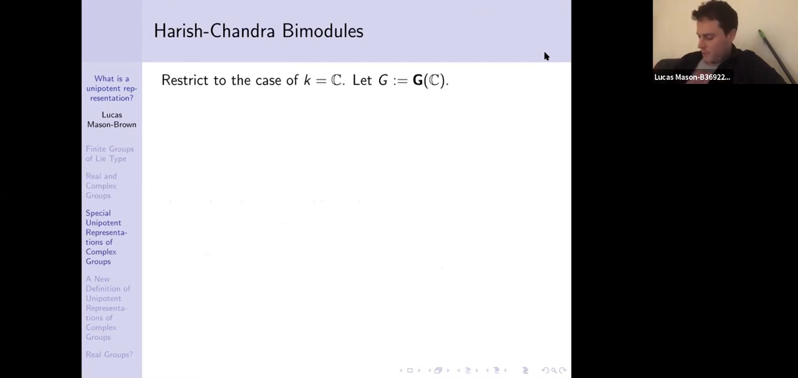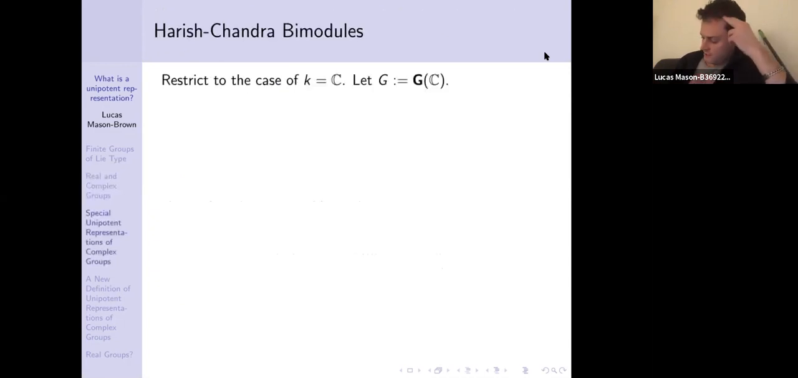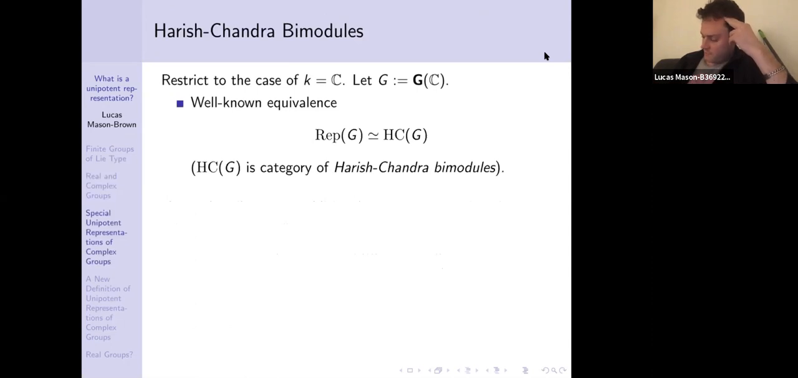So I'm going to provide a definition of this set in the special case when K equals C. So let me fix some notation. For complex groups, there is a well-known equivalence of categories between the category of admissible representations of G, regarded as a real Lie group, and Harish-Chandra bimodules. So let me just remind you of the definition. A Harish-Chandra bimodule is a bimodule for the universal enveloping algebra of g, for which the adjoint action integrates to an algebraic action of the group.